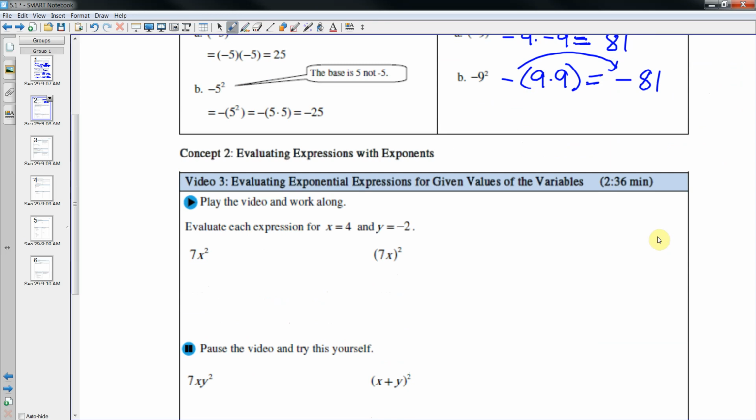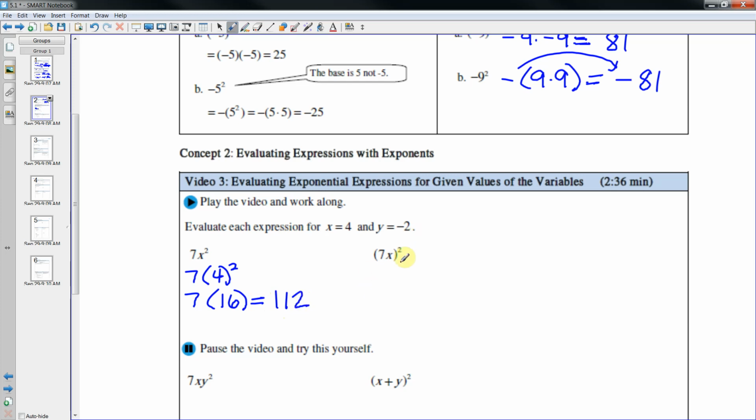Alright, so let's look at evaluating some expressions when we're given numbers on the inside, and we could have parentheses or not, it just depends. So on this one I've got x equals 4 for 7x squared. So 7 times 4 squared. Now, the 4 is getting that squared, not the 7, because there are no parentheses. Only the 4. I replace the x with the 4. So this is 7 times 4 times 4 is 16. So we're going to take 7 times 16 and we're going to get 112.